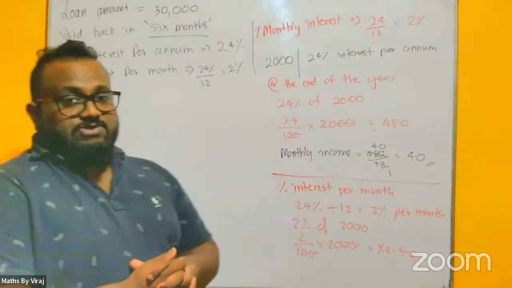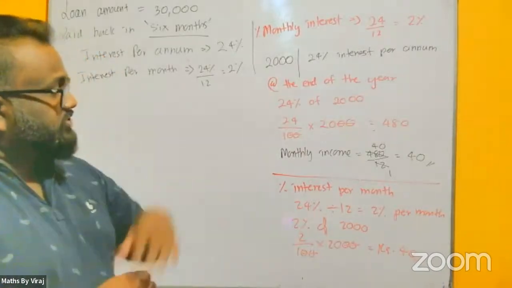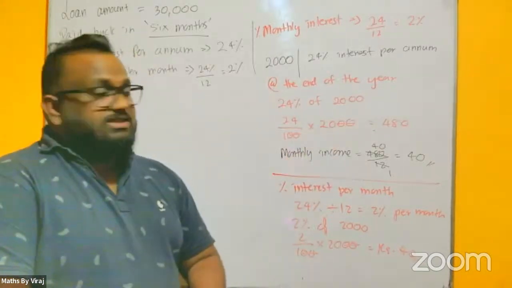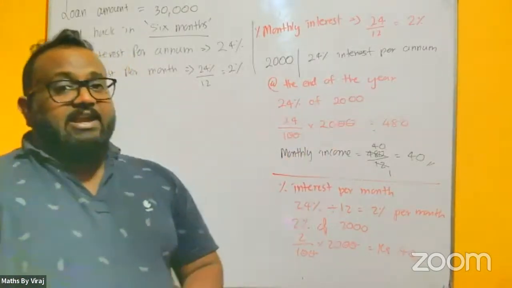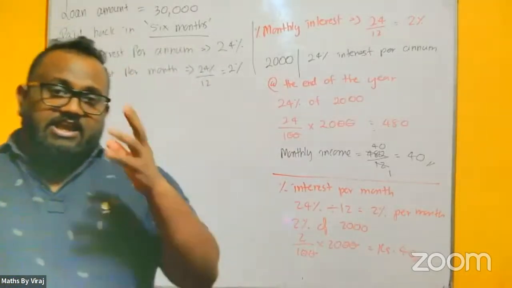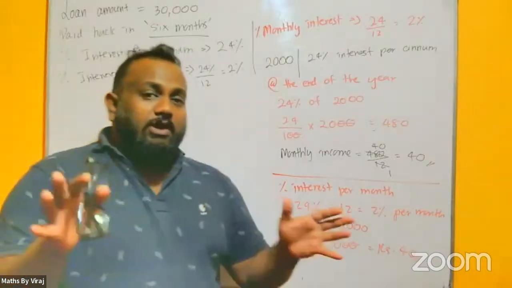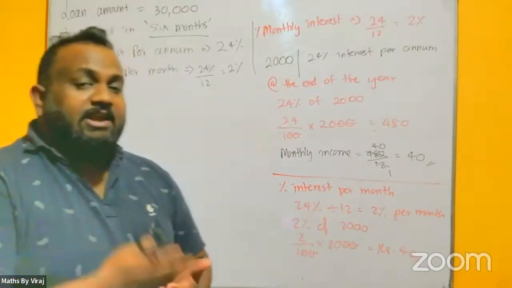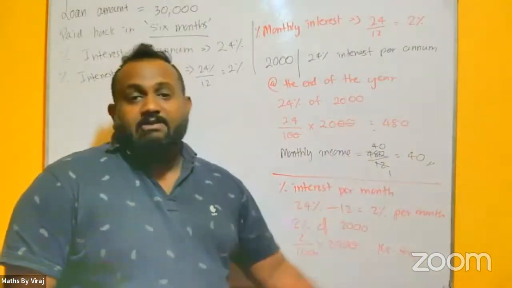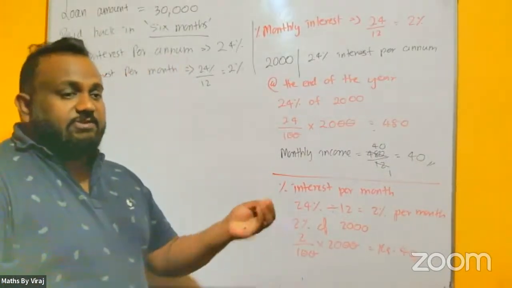24% of 2000. What is 24% of 2000, children? 24 over 100 into 2000. That is, at the end of the year, I get 480 rupees as my total interest. If I am to get that monthly, how much will I get? 480 divided by 12 is what? I will be getting 40 rupees. Monthly income as interest will be 40.